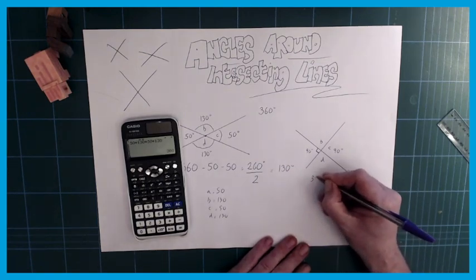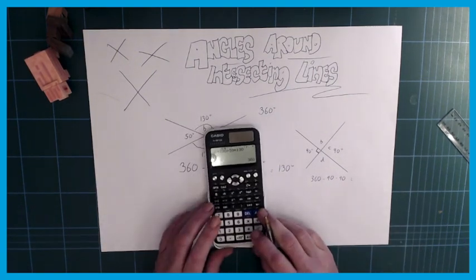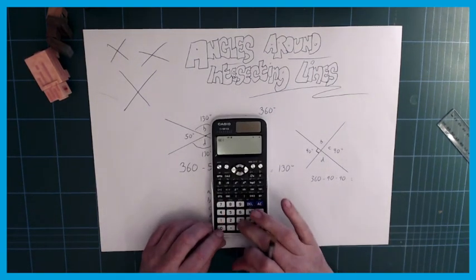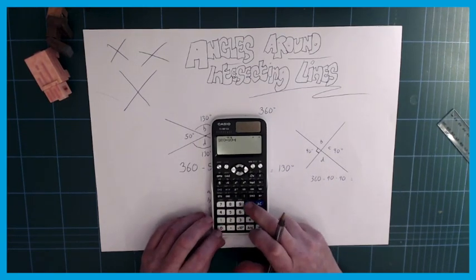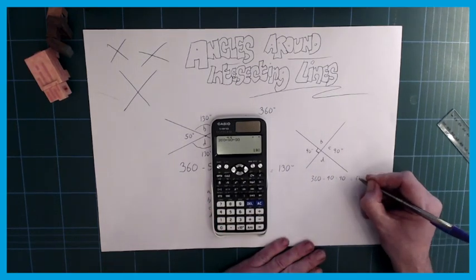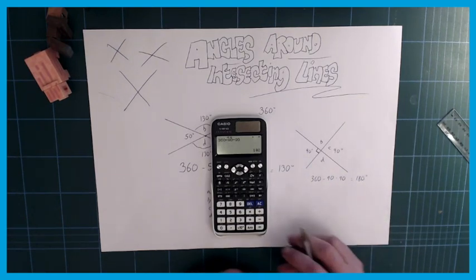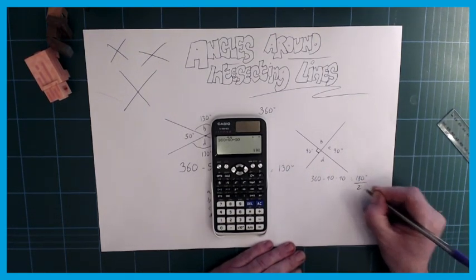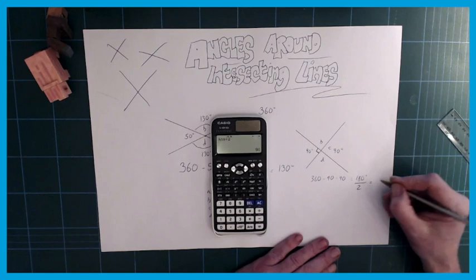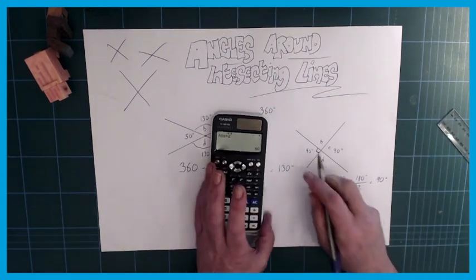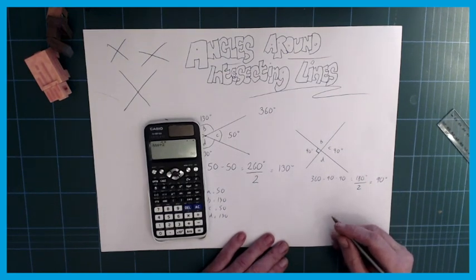So we've got 360, take away 90, take away 90. And you're probably spotting this now, but if we go for this anyway, 360 take away 90, take away 90, equals 180 degrees. And if you remember back to when we were doing our lines, what's special about 180? Well, if we divide that by 2, 180 divided by 2 will give you 90 degrees. So if one of these intersecting lines is 90 degrees, all the rest are going to be also.